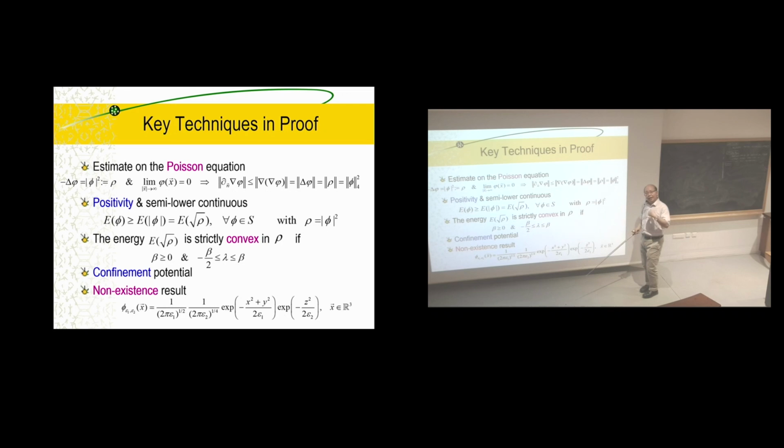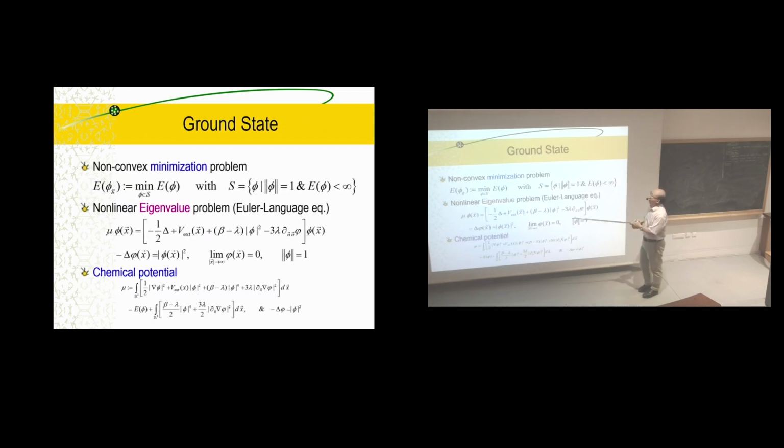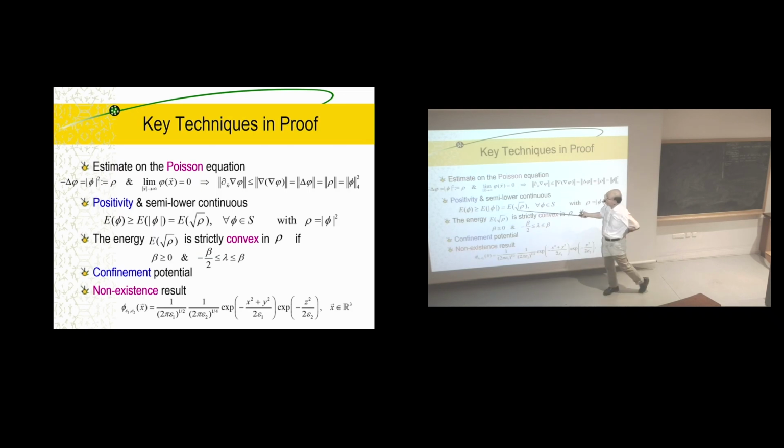So this problem is a non-convex minimization problem. However, if I write it in terms of a density rho, if I define E of square root of rho as E tilde of rho, then in terms of rho it is convex. So in some sense, the minimization for phi is non-convex since the constraint is that the integral of phi square equals 1.